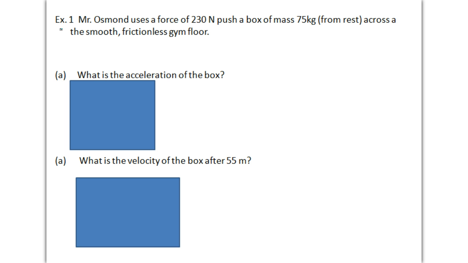Example 1. Mr. Osmond uses a force of 230 newtons to push a box that has a mass of 75 kilograms, and it's at rest in the beginning, across a smooth, frictionless gym floor. So what's the acceleration of the box? So again, you have a box, 75 kilograms. It's being pushed across the gym floor, and a force of 230 newtons is applied.